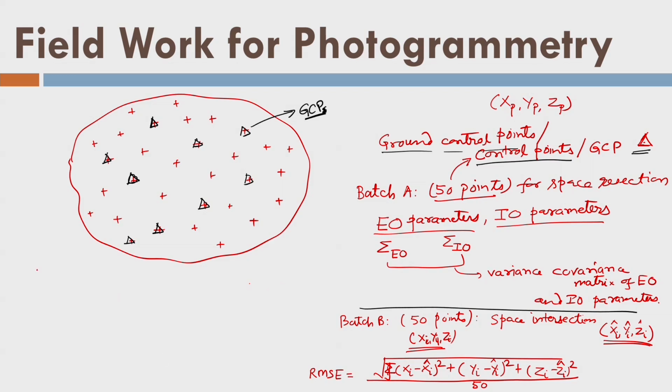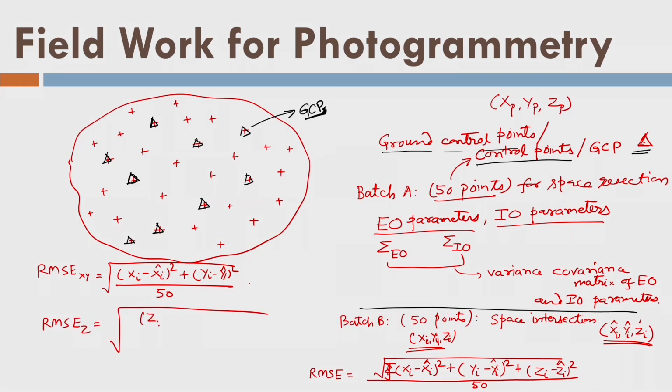Similarly, I can also find out RMSE for xy, like xi minus xi hat square plus yi minus yi hat square, divided by 50, and RMSE z: zi minus zi hat square, summation over 50 points, divided by 50. And now that is the quality of work here, or the quality of prediction.